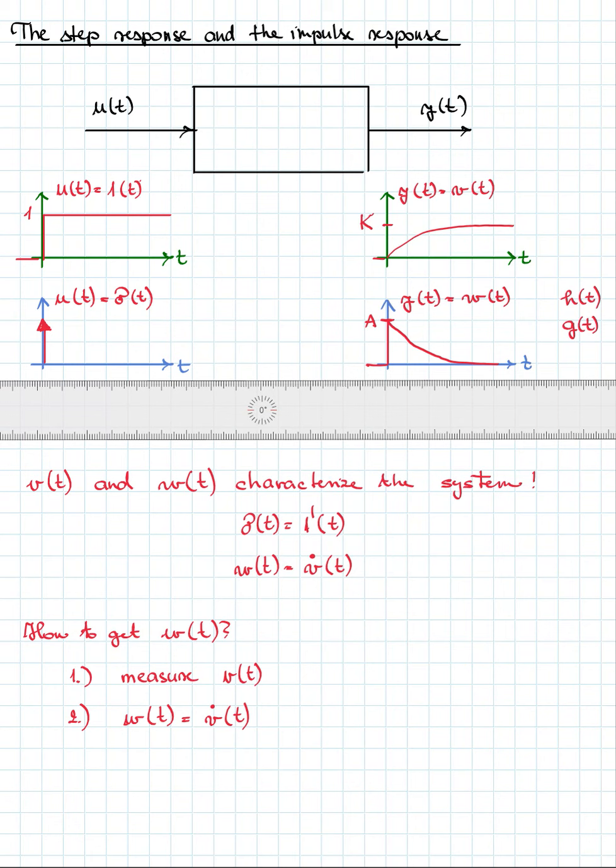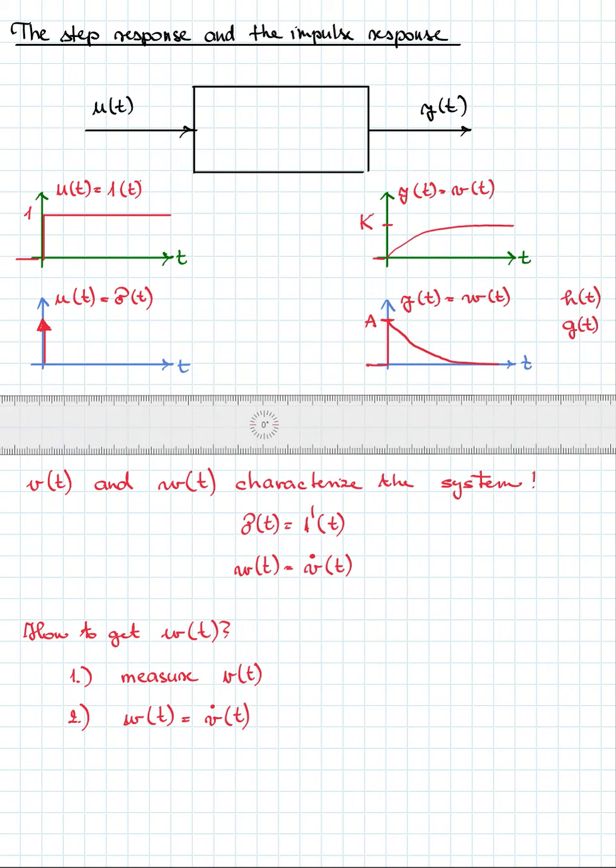w of t is the impulse response function. In many books, we use w of t. In many books, you can find h of t or g of t. So it's also the same. w of t is for the weighting function, because this impulse response function we sometimes call weighting function.